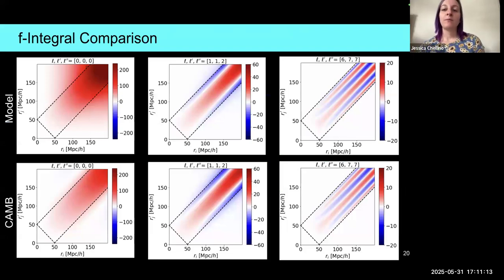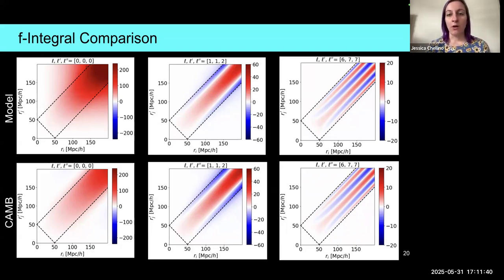So we've tried this for many different cases that I'm showing here, but in each of these plots, we evaluate the F integral, which is the power spectrum with three spherical Bessel functions in an integral. Here we're plotting these for a separation s equals 50 megaparsecs over h. Our top row is using our model power spectrum to evaluate the F integral, and the bottom row uses the CAMB power spectrum.